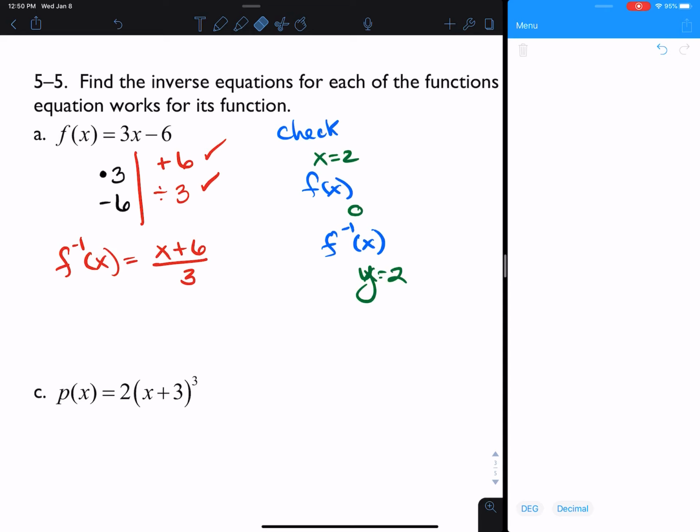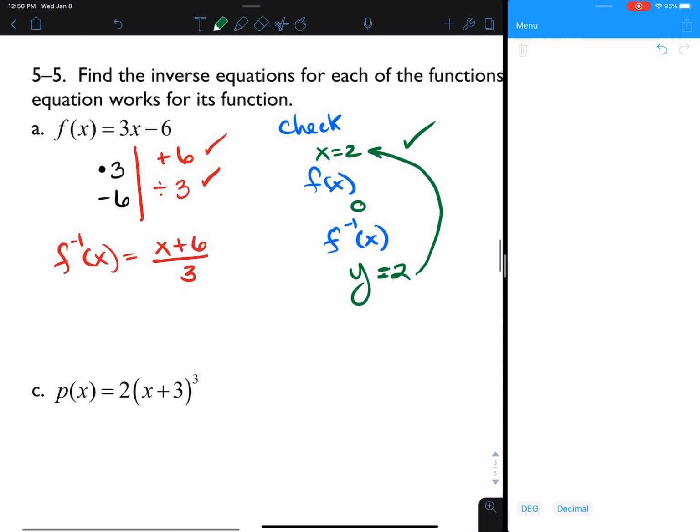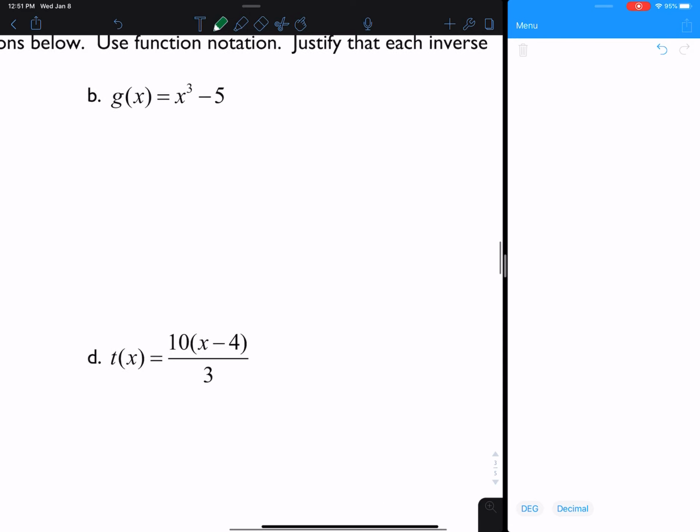There we go, let me clean that up a little bit. So if you notice here, the final output is the original input. This is a check. This is how we know it's working, that we're thinking about it correctly. Okay, so this is how we find it, and that's how we check it. Okay, let's continue. Now let's look at B.